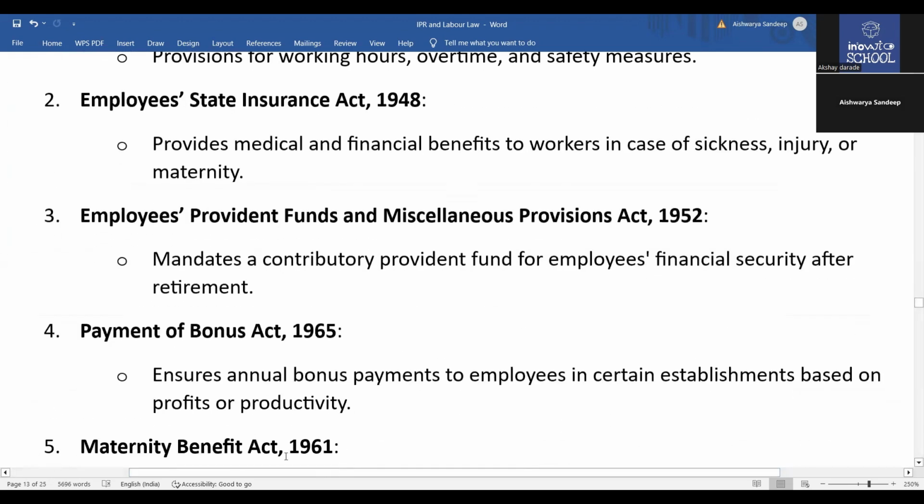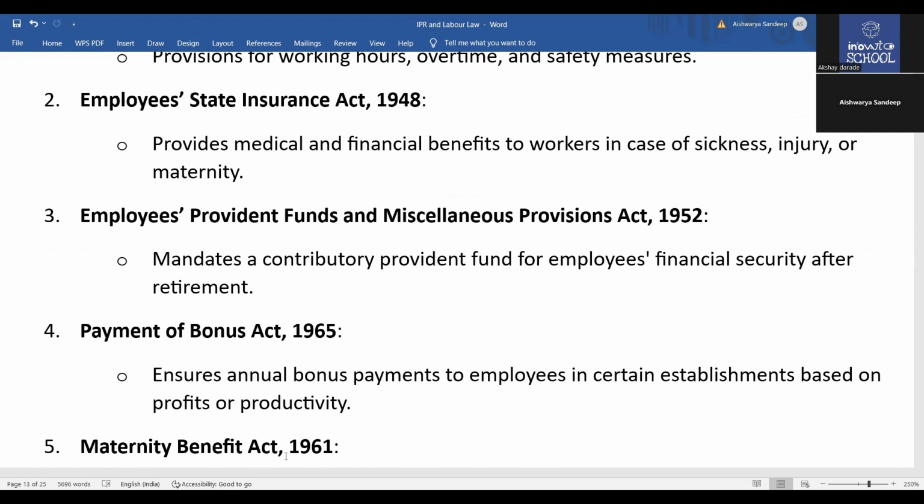Then comes your Employee State Insurance Act. So that act talks about the medical and financial benefits which are given to the workers in case of sickness, injury, or maternity. What happens when every worker faces this challenge? Your Employees Provident Fund and Miscellaneous Provisions Act. So it talks about the contribution to the Employees Provident Fund for financial security after retirement.